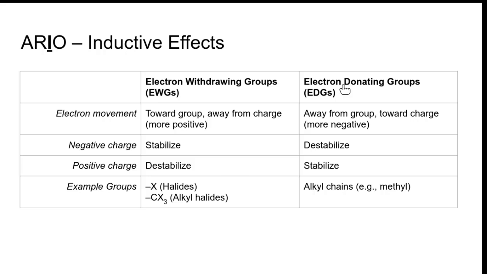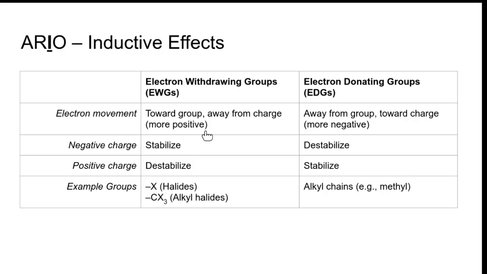Versus with an electron donating group, that's going to push more electrons towards our charge, right? Which means it's going to destabilize a negative charge. It's going to make a negative charge more negative, which is more unstable. But it's going to make a positive charge a little more stable because we have an absence of electrons that we're starting to fill a little bit. And the best example we have of that are alkyl chains, especially methyl groups.